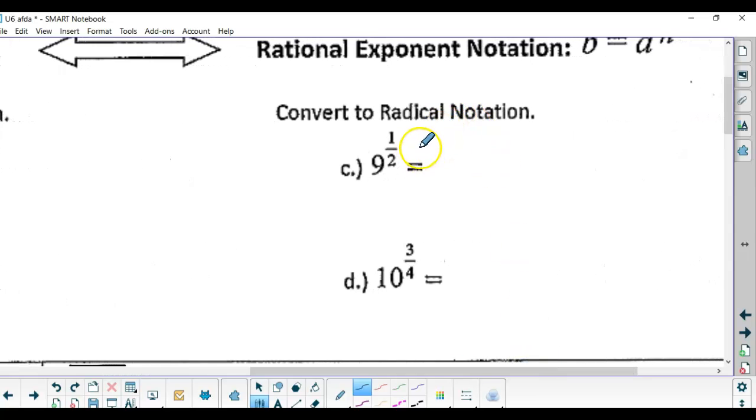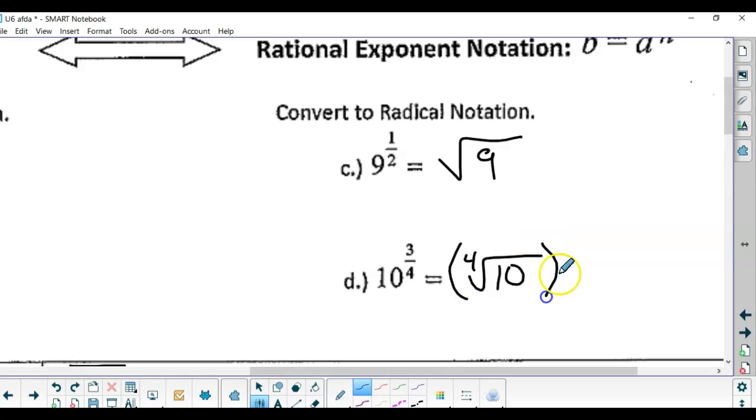Now 9, we'll convert to radical notation. So this becomes the square root of 9. We saw that on the other page. Okay, and this one is going to be base 10, and we're going to take the 4th root of 10. And once we have the 4th root of 10, it gets cubed.